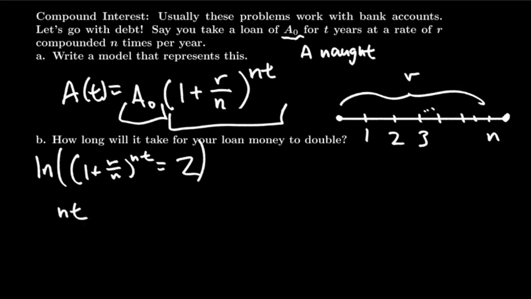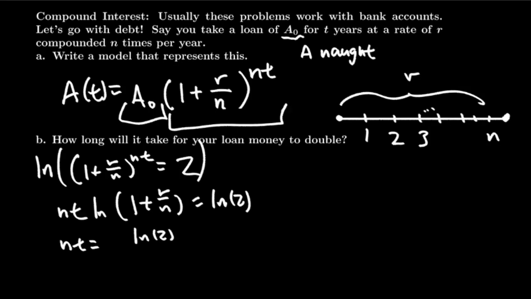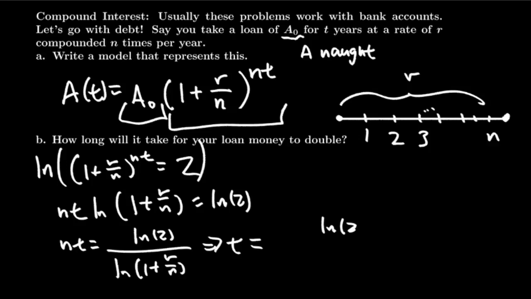So we get n times t times ln of 1 plus r over n equals ln of 2. Okay, so we can divide the ln over, then we get nt equals ln of 2 over ln of that. And then t is just going to be, we divide over the n, ln of 2 divided by n times ln of 1 plus r over n.